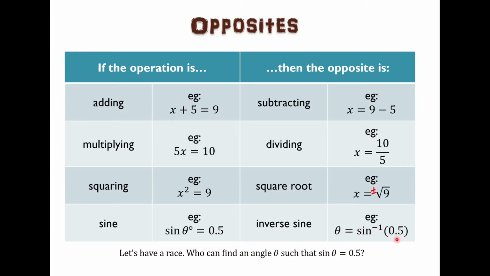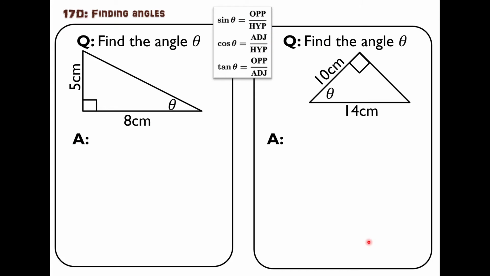I've got a little race here that you can do, which is who can find an angle such that sine of that angle equals 0.5. You could spend ages on trial and error trying different angles, trying to get something close to 0.5, or you can use this inverse sine of 0.5. So to find the angle, we're going to use that now.